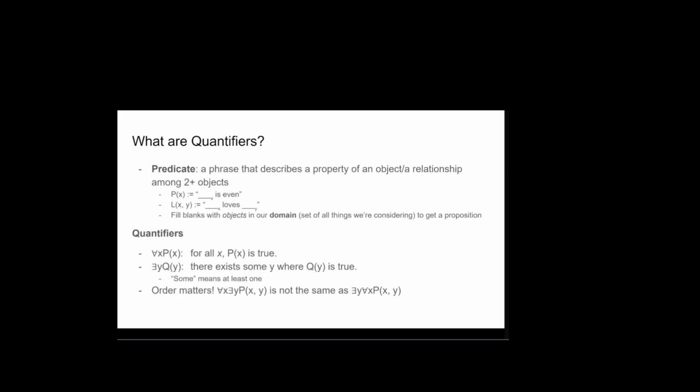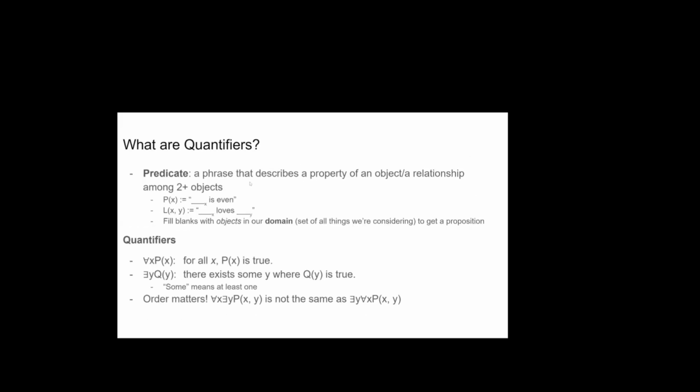What are quantifiers? A predicate is a phrase that describes a property of an object or a relationship between two different objects. For example, P of X can mean X is even, and you would fill in X. Or L of X and Y is person X loves person Y. And you fill in the blanks with objects in our domain, which is the set of all things we're considering, to get a proposition.